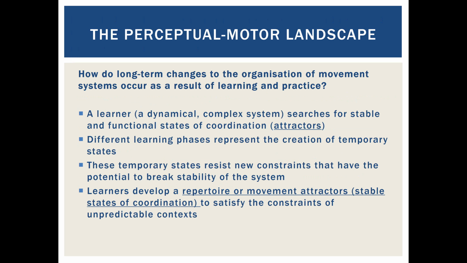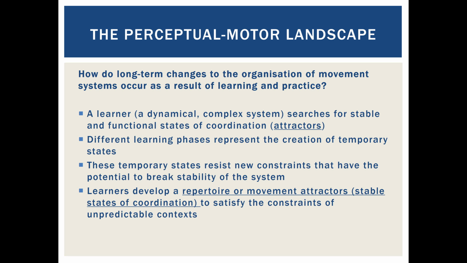All right. So how do those long-term changes occur over time? This is where you have to use what we talked about as being the dynamical systems theory and what we talked about in the past week about informational and physical constraints. This is where you have to put it together. Basically, what a constraints-led approach says is that a learner is a dynamical, complex system. We talked about dynamical complex systems in weeks 1, 2, and 3. So a learner is a dynamical complex system that constantly searches for stable and functional states, or attractive states.